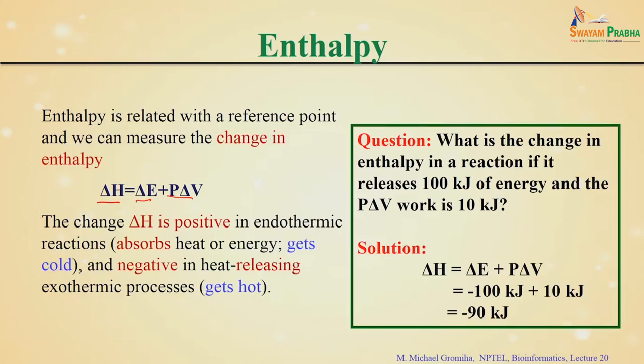Here is a question: what is the change in enthalpy in a reaction if it releases 100 kilojoules of energy and the P delta V work is 10 kilojoules? What is the solution? We can see delta H is equal to delta E plus P delta V. What is the sign for delta E? Because it releases energy, this is minus 100 plus 10 kilojoules, that is equal to minus 90 kilojoules. This is how we can get the enthalpy for any system.